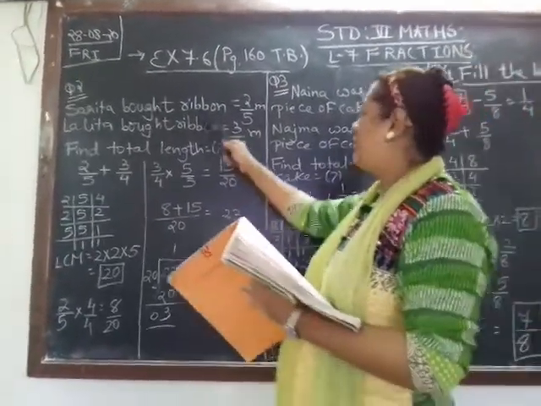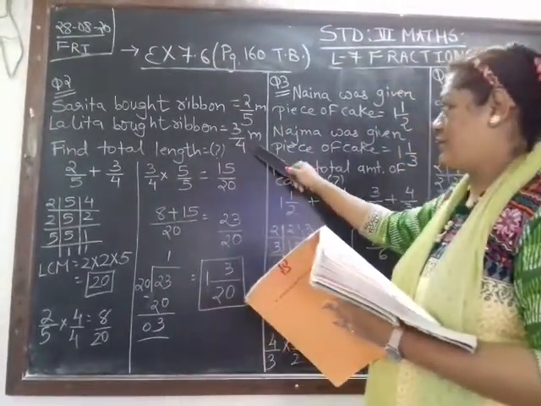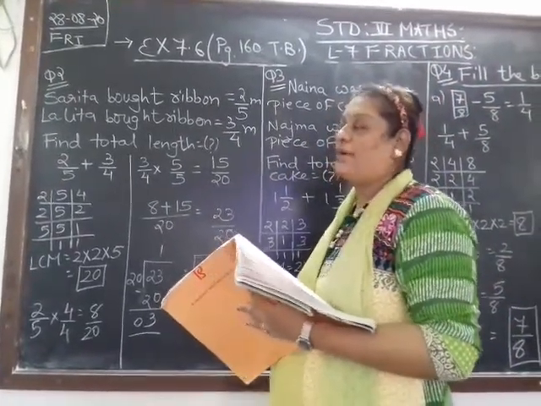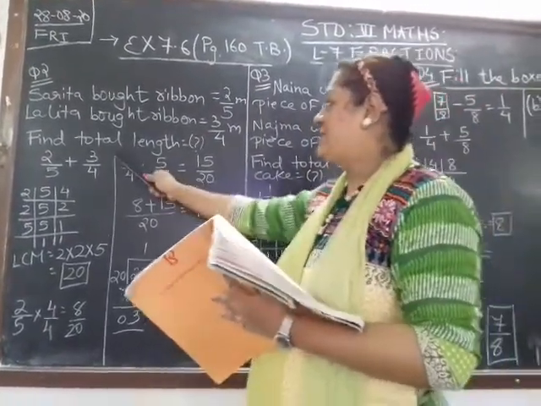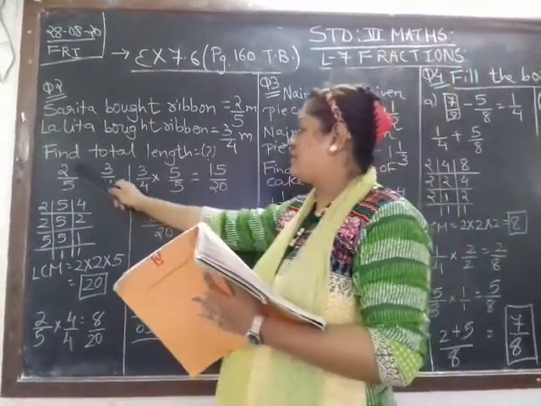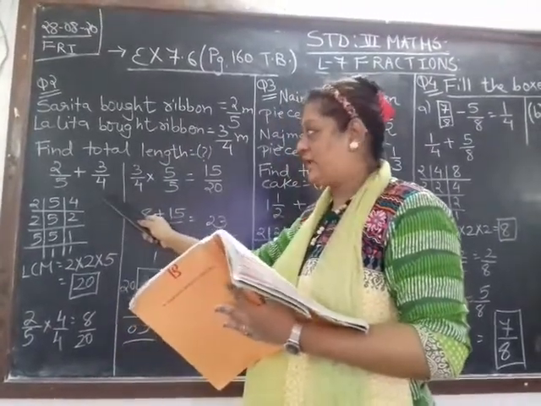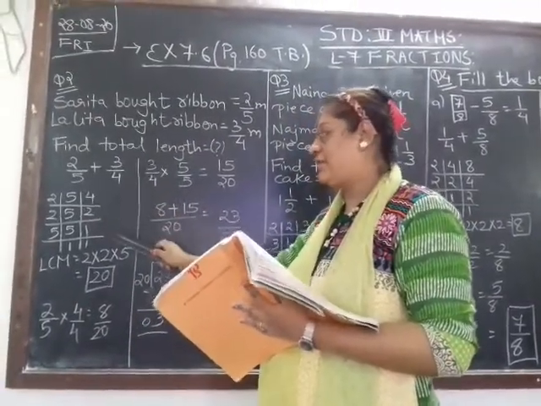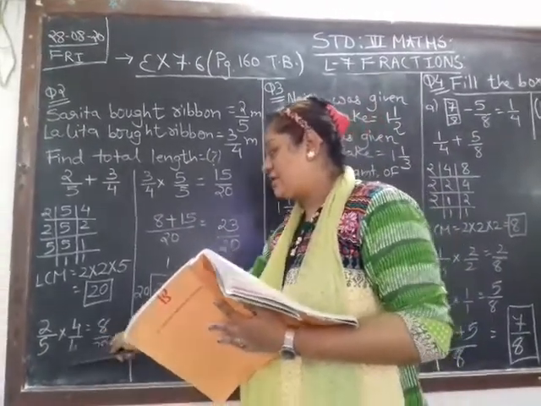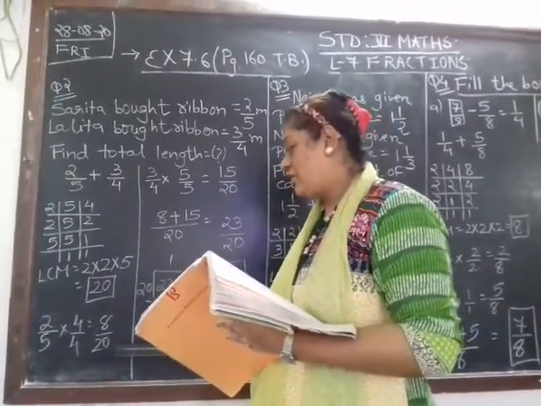See, now Sarita bought ribbon 2 upon 5 meter and Lalita bought ribbon 3 upon 4 meter. Now what will be the total length of ribbon bought by both of them? So total means plus. So in between these two fractions we have to go with addition. So 2 upon 5, 3 upon 4. There are unequal denominators, there are unlike fractions. Take out LCM. LCM is 20. Multiply the whole fraction with the same numerator and denominator to get our new denominator 20.